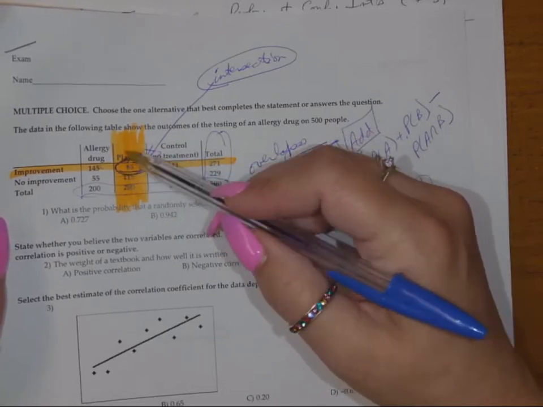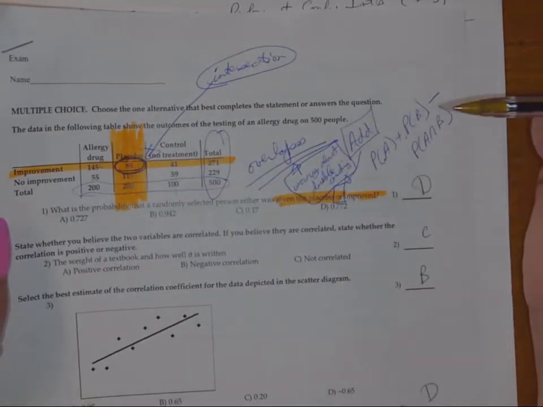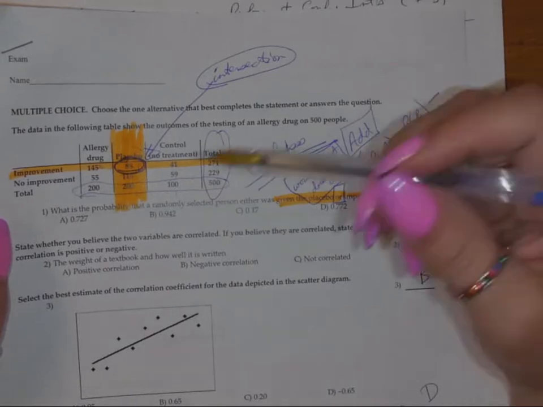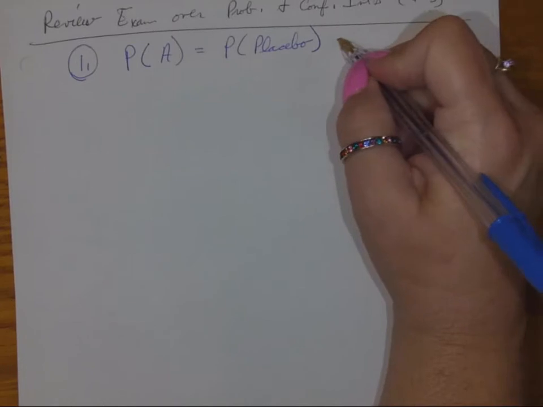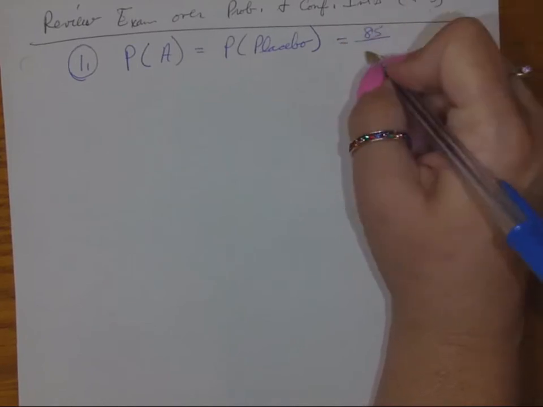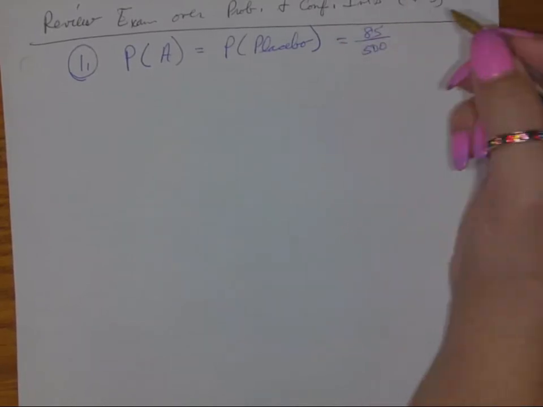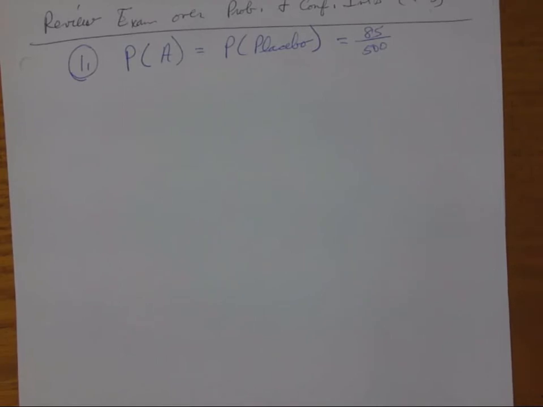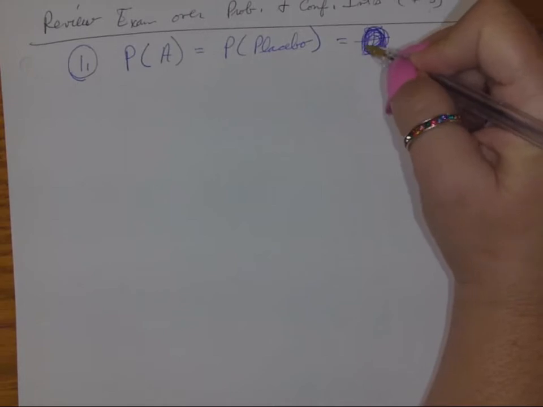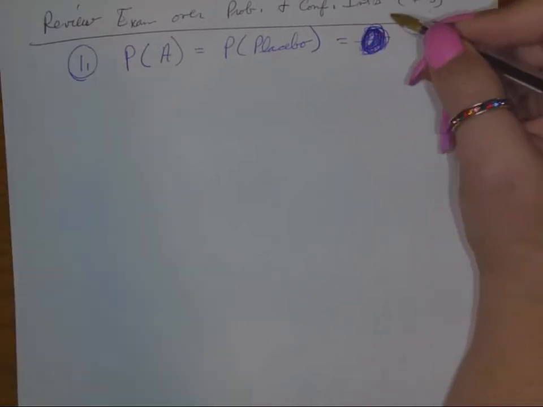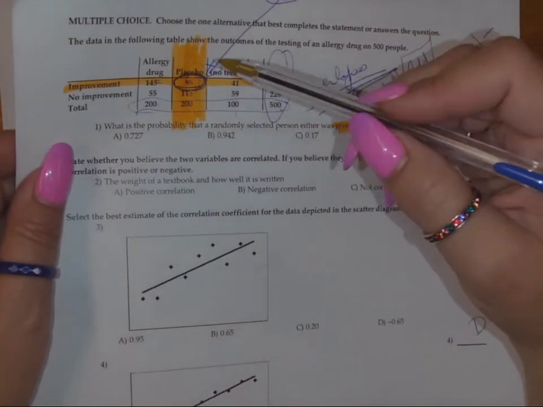85 out of how many total outcomes do I have? 500, right? So it's 85 out of 500. Okay? So 85 of the 500 people got the placebo and were in the improvement. Oh, I'm sorry. That's the intersection. Never mind, don't listen to Dr. Webster. That's the intersection. I'm going to talk about that in a minute.